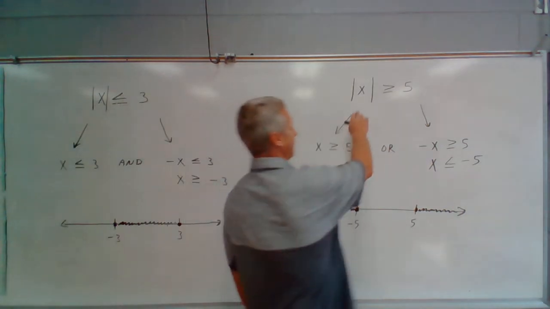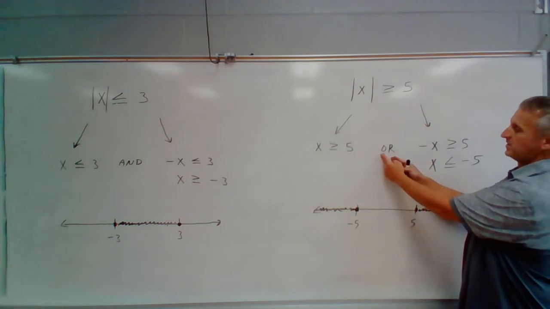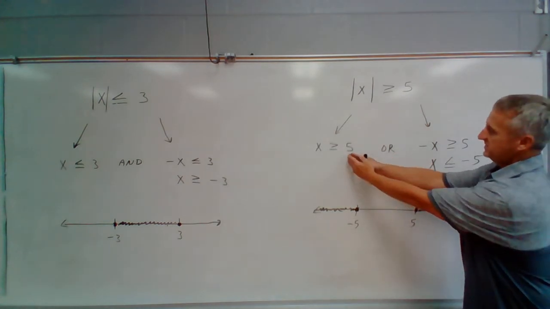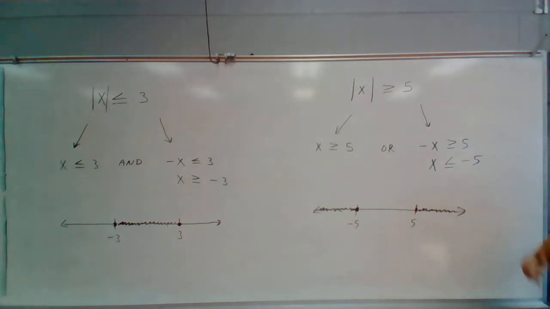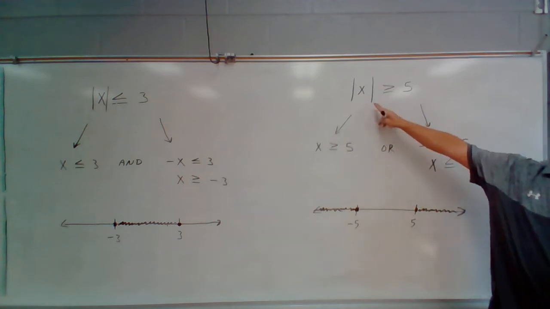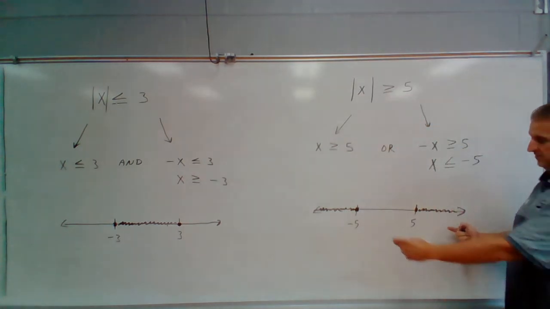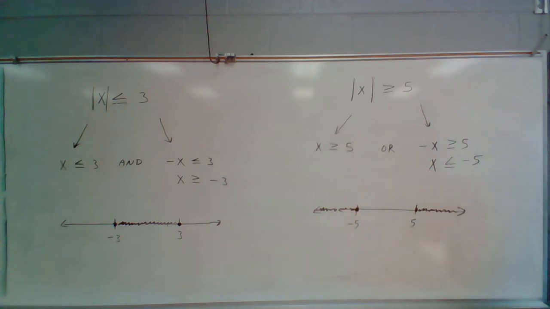Absolute value of x is greater than, notice this is an "or". So you only have to take x values that satisfy either of these conditions. It can satisfy this one or this one. Notice these are out on the tails. So absolute value of x is greater than gives you answers out here on the tails of the number line.